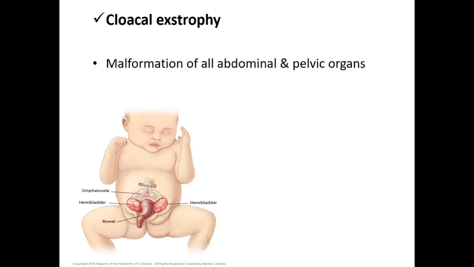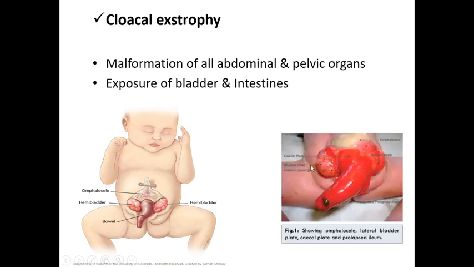So in cloacal exstrophy, what happens is there is malformation. Now if you look at this picture, you can see all the pelvic and abdominal organs are not properly formed, and they are not inside the abdominal cavity, they have come out, right? So malformation of all the abdominal and pelvic organs and exposure of these organs, the intestines and the bladder, to the outside is what we call cloacal exstrophy. So this is how cloacal exstrophy looks in a baby.